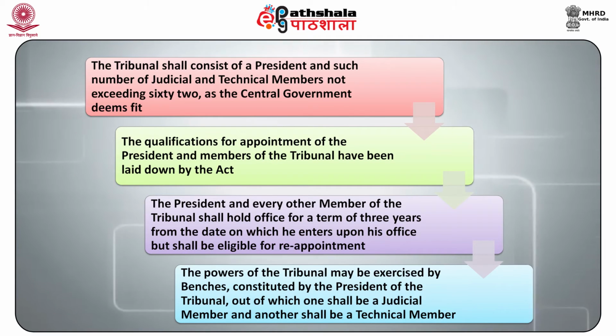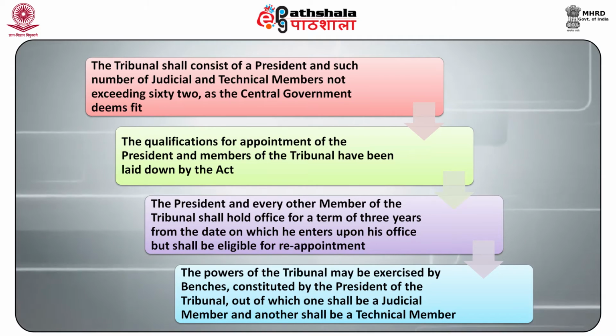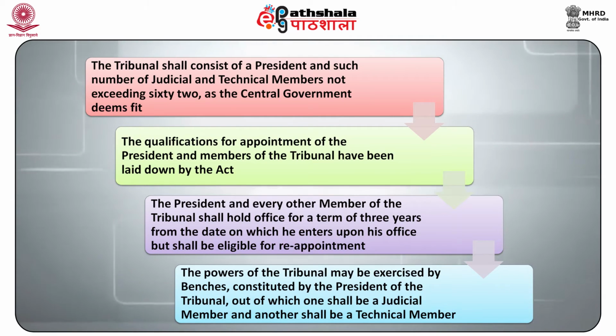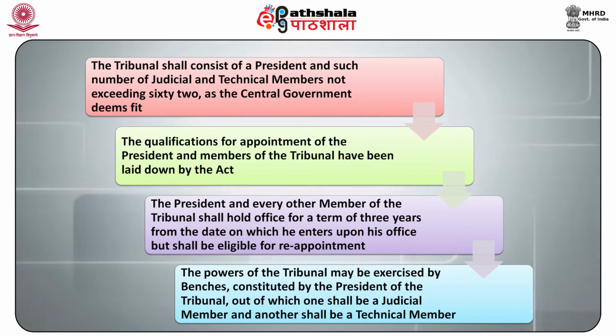The powers of the tribunal may be exercised by benches constituted by the president of the tribunal, out of which one shall be a judicial member and another shall be a technical member. The tribunal may, after giving the parties to any proceeding before it an opportunity of being heard, pass such orders thereon as it thinks fit. Any person aggrieved by an order or decision of the tribunal may prefer an appeal to the appellate tribunal.